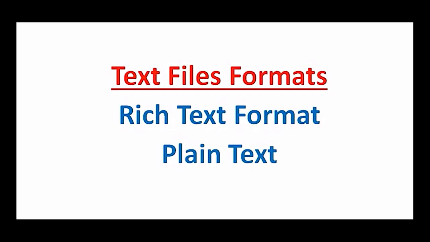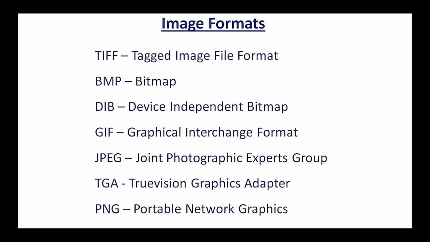Then the next one, file formats of media. What are the file formats in text? RTF and plain text. RTF means rich text format. Plain text is plain text. Next, what are the file formats in image? TIFF, Tagged Image File Format. Bitmap, DIB, Device Independent Bitmap. GIF, Graphics Interchange Format. JPEG, Joint Photographic Experts Group. TGA, what is TGA? Truevision Graphics Adapter. And the last one, PNG, Portable Network Graphics, right?